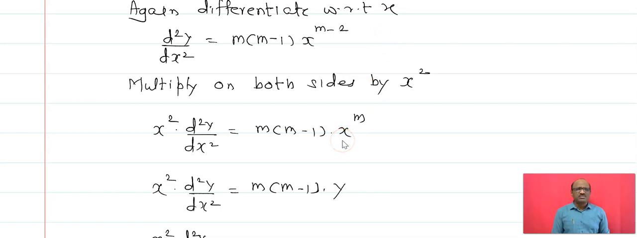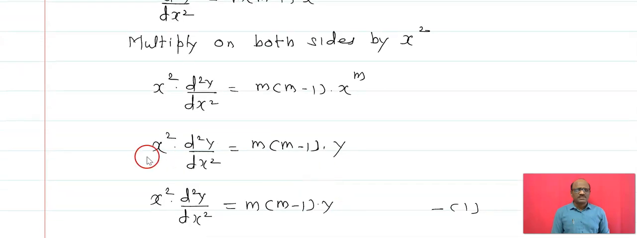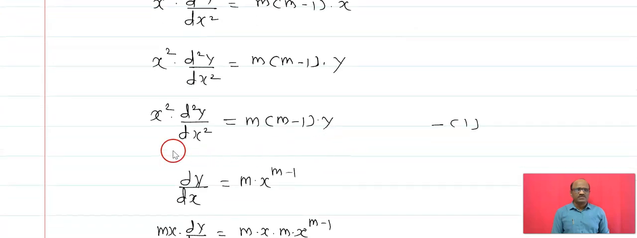You will get x raised to m. But what is the value of x raised to m? That is nothing but y. And hence x square d2y by dx square equals m in bracket m minus 1 into y. This is equation number 1.